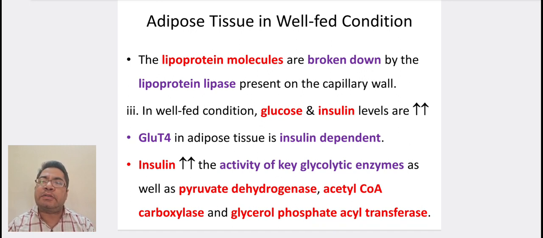In well-fed conditions, glucose and insulin are high. GLUT4 in adipose tissue is insulin dependent. The insulin increases the activity of key glycolytic enzymes as well as pyruvate dehydrogenase, acetyl CoA carboxylase, and glycerol phosphate acyltransferase.